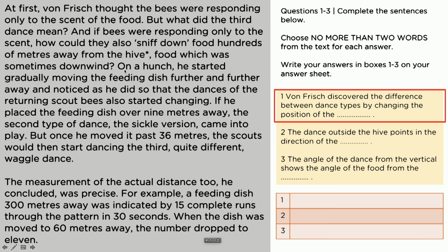You're keeping the keywords like difference between dance types in your mind, and you're looking in here for those keywords. Difference between dance. There it is. Okay, I think I've found it. Then you read more specifically. Okay, so that's how you read here.